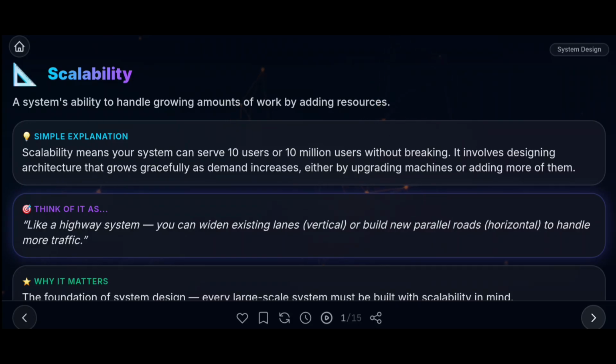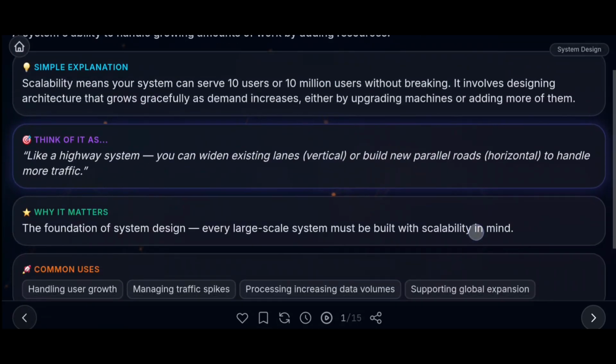Okay, we can discuss this further. Think of it like a highway system. You can widen existing lanes, existing roads, that is vertical, or build new parallel roads, that is horizontal, to handle more traffic. This analogy will help you understand vertical scaling and horizontal scaling. We will discuss vertical scaling and horizontal scaling in detail in further topics.